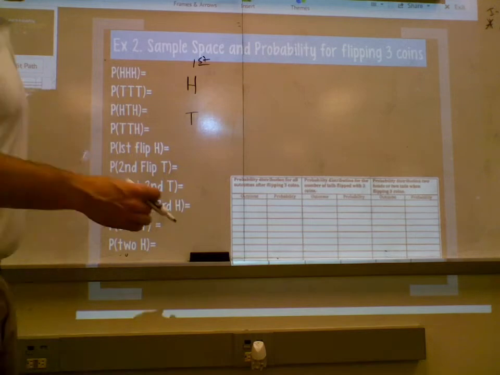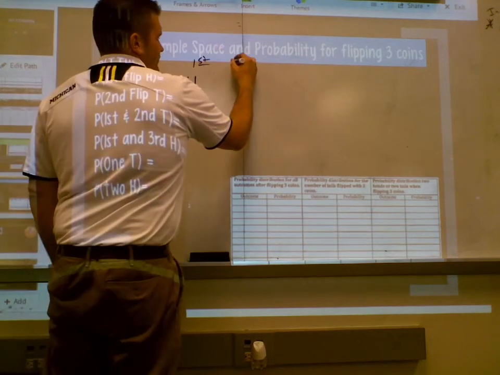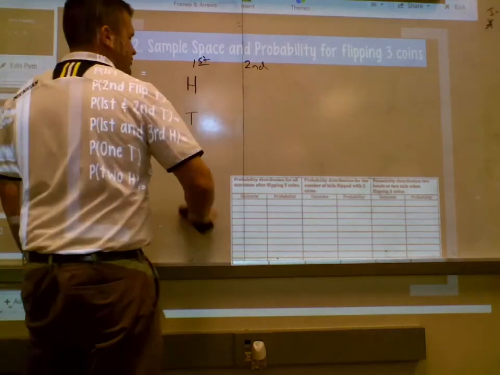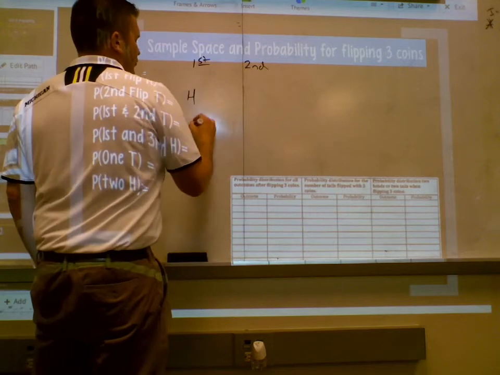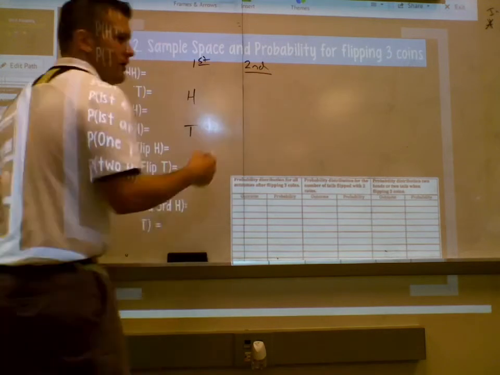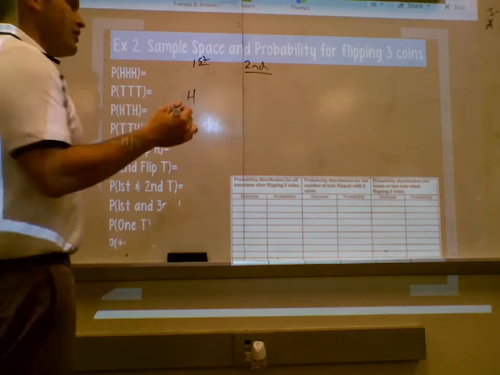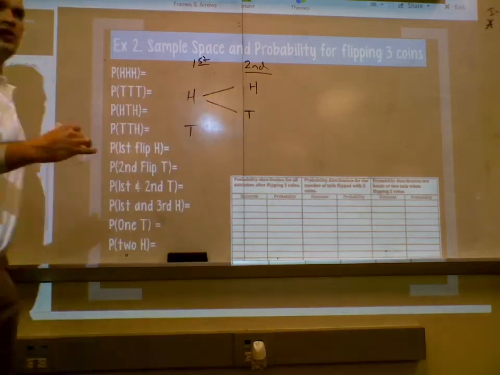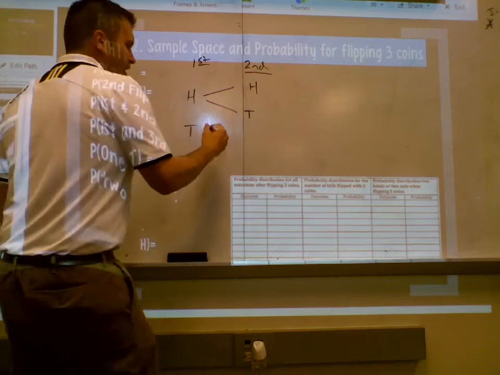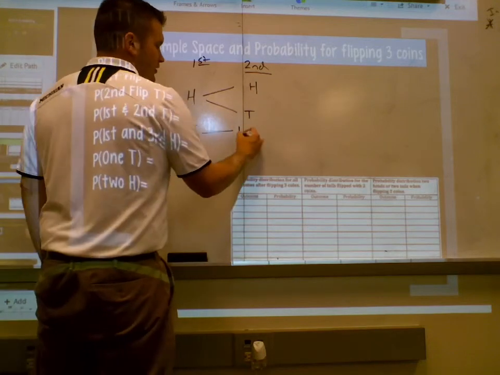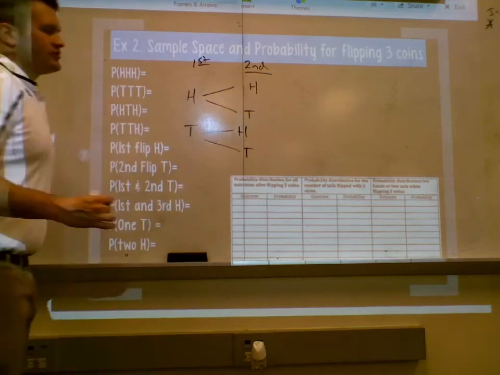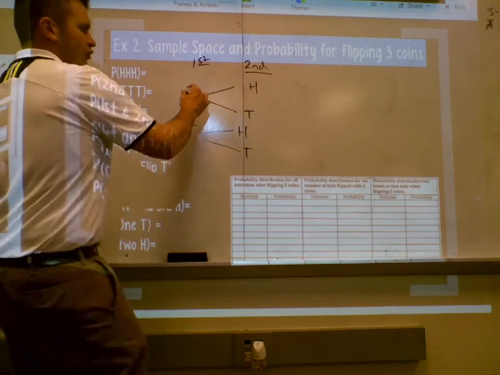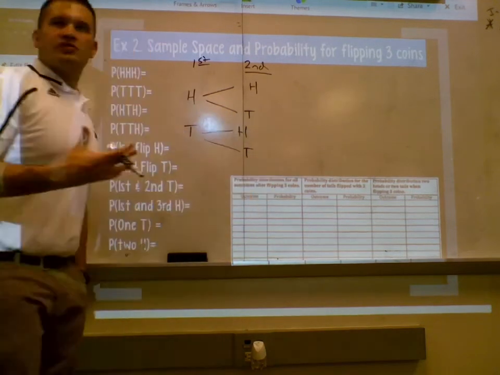So I flip my first coin, I get heads, right? Well, how many possible outcomes come from this heads or tails? When I get to my second coin, how many possible outcomes are there? 2, right? So I get heads on the first one. My second flip, I could get heads or tails, right? But if I got tails on my first one, my second flip, I could still get heads or tails. Does that make sense? So now I have 4 possible outcomes because there's 4 paths. 1, 2, 3, 4. Does that make sense?